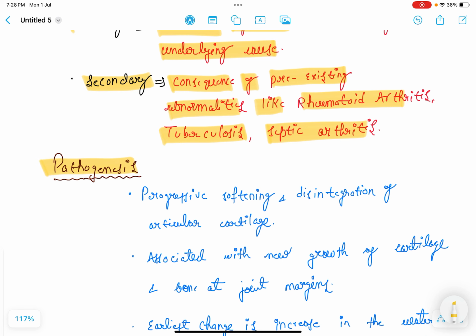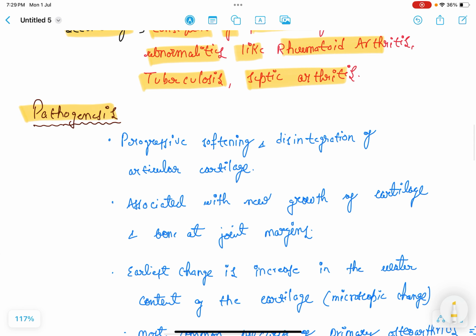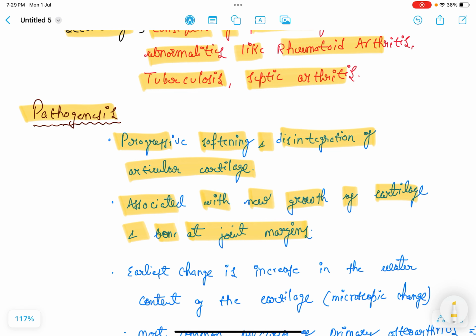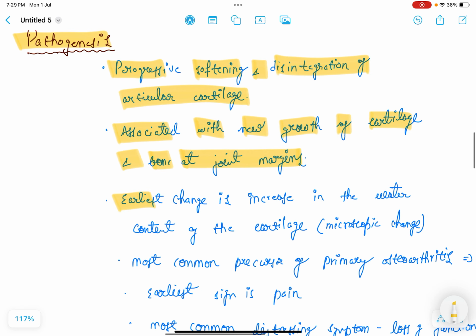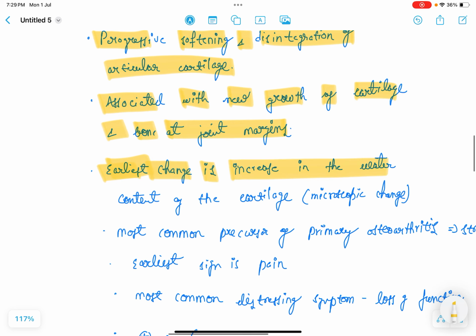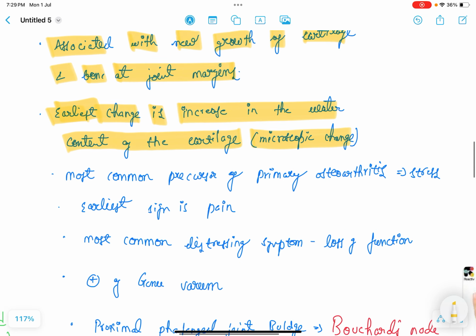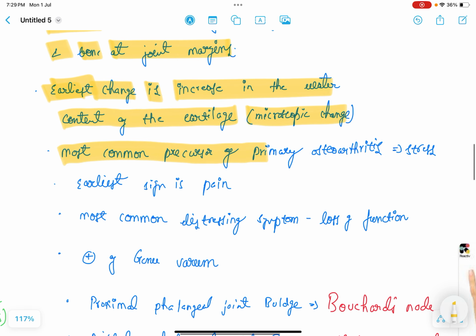In the pathogenesis, there is progressive softening and disintegration of articular cartilage. It is associated with new growth of articular bone at the joint. The earliest change is an increase in the water content of the cartilage. This is the first microscopic change. The most common precursor of primary osteoarthritis is stress.